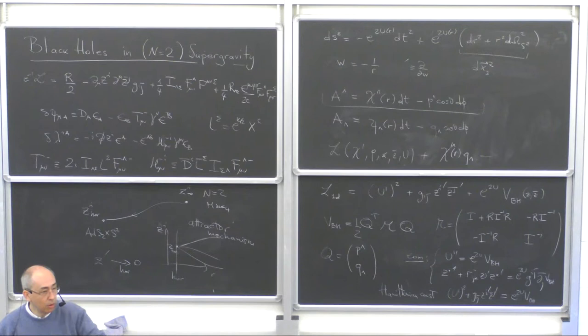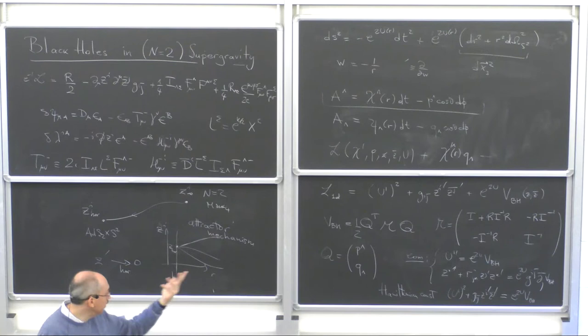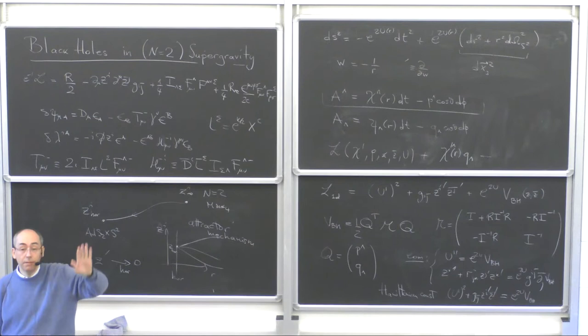But if you get there in an infinite time, I mean, an infinite distance, time in the sense of the evolution of the flow, which is a radial flow, then it shouldn't have a slope. Otherwise, the scalar will blow up.